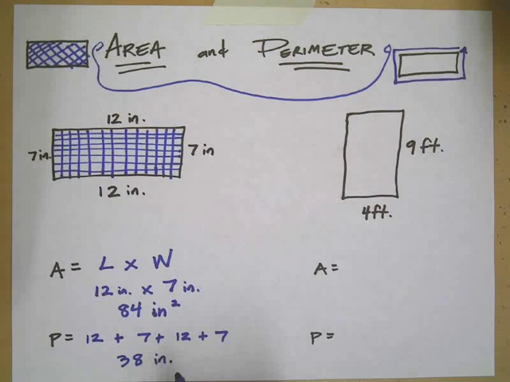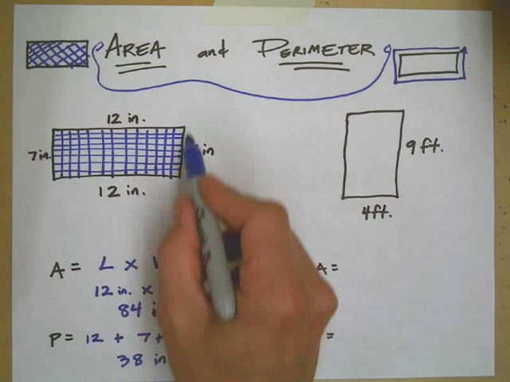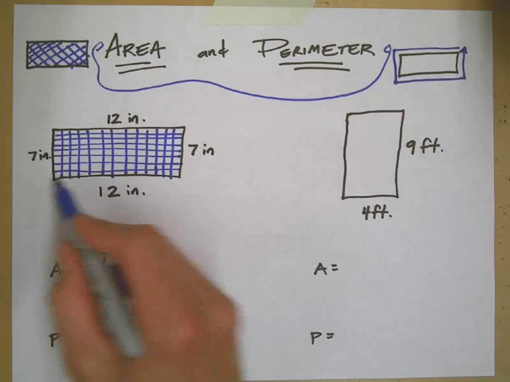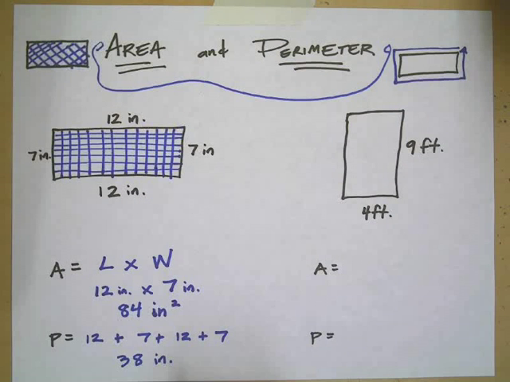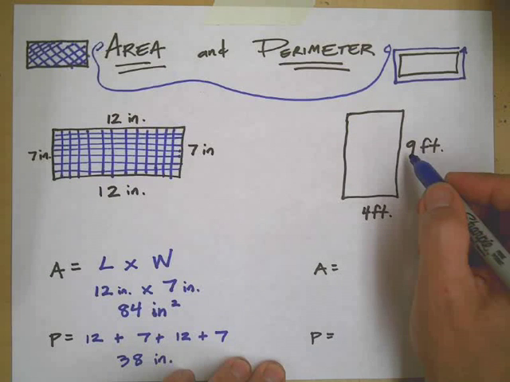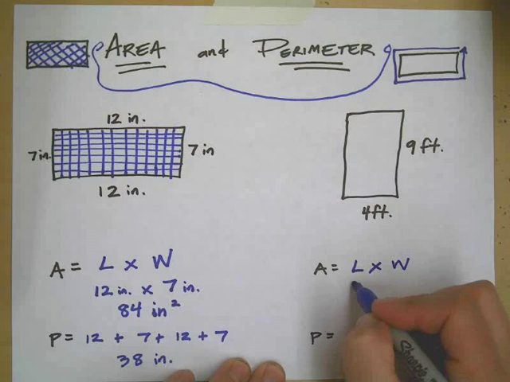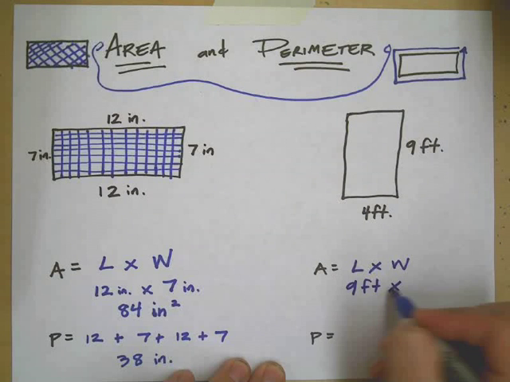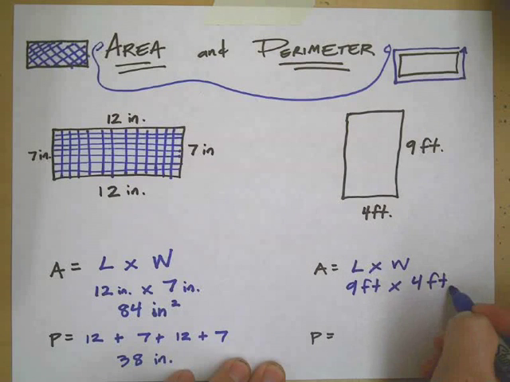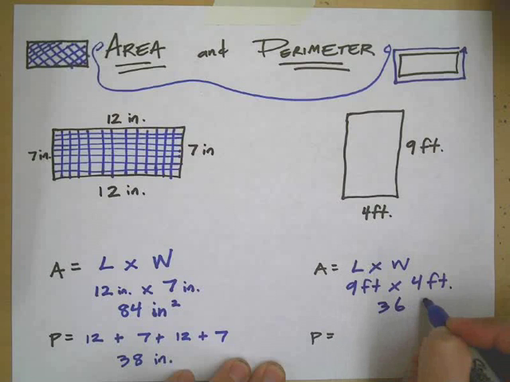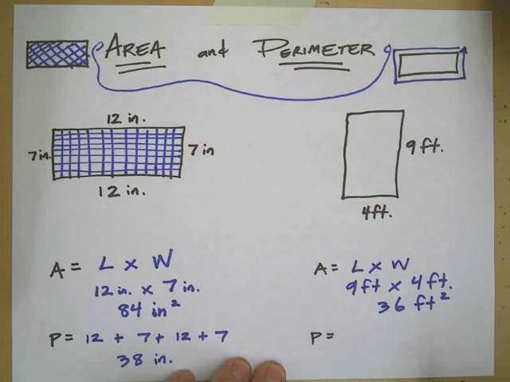Now, perimeter is measured just in units, in this case inches, because it's a distance from point A to B to C to D, or just all the way around. We don't use square units when we do perimeter. Just as another example, we'll find the area of this rectangle. It's the length times the width, in this case 9 feet times 4 feet, for a total of 36 feet squared, or 36 square feet.